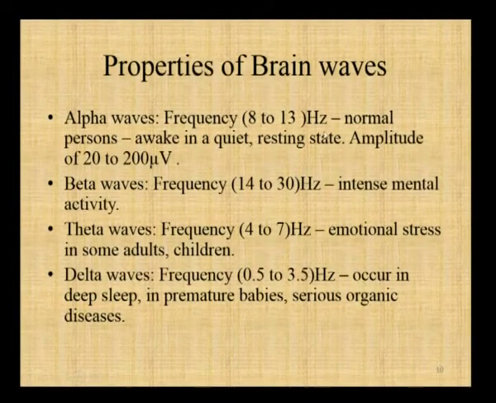So here we have the various properties of these waves, as discussed in the diagram: what the frequency range is, under which conditions it occurs, and what the amplitude range is. The delta wave will be between 0.5 to 3.5 hertz. Then we can move to the next point, which is the placement of electrodes. We have already discussed more about the position of the electrodes.